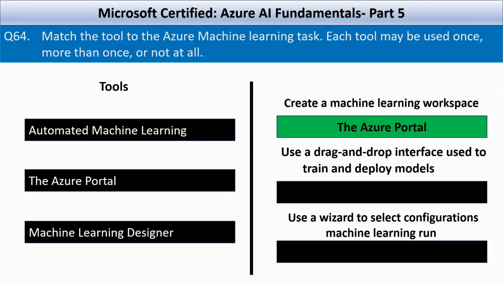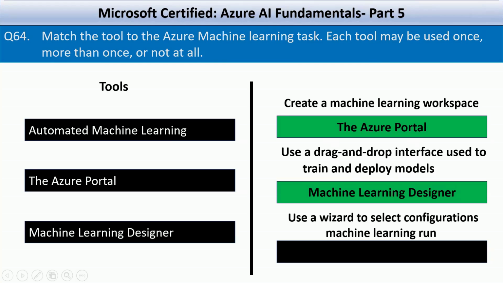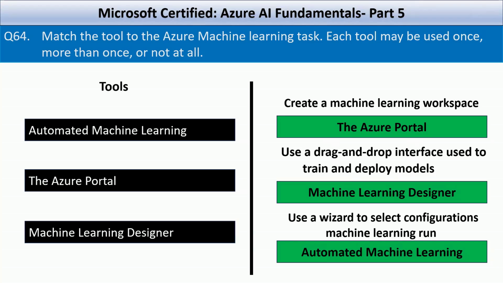Now, friends, the next task is use a drag and drop interface used to train and deploy models. Now, folks, Machine Learning Designer offers a drag and drop interface for visually building machine learning pipelines. And friends, the third task is use a wizard to select configurations for a machine learning run. Folks, automated machine learning, also called AutoML, uses a wizard-like interface to guide you through model training by automatically selecting algorithms and settings. Question number 65.